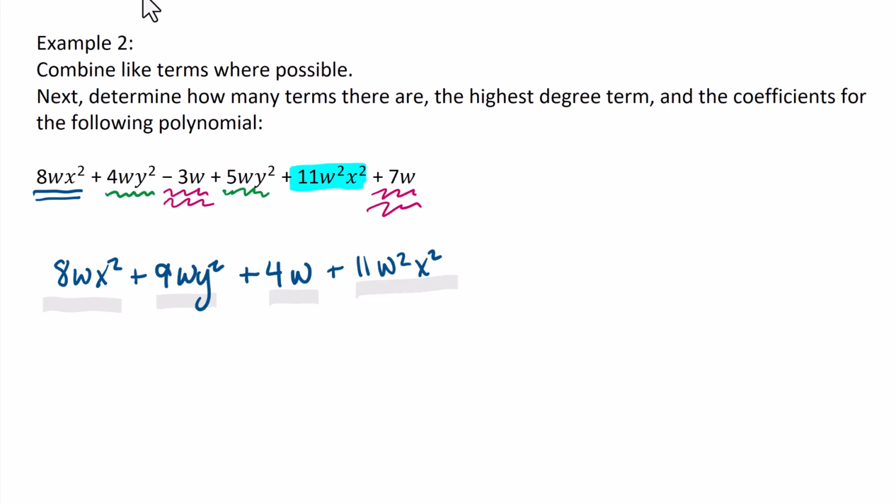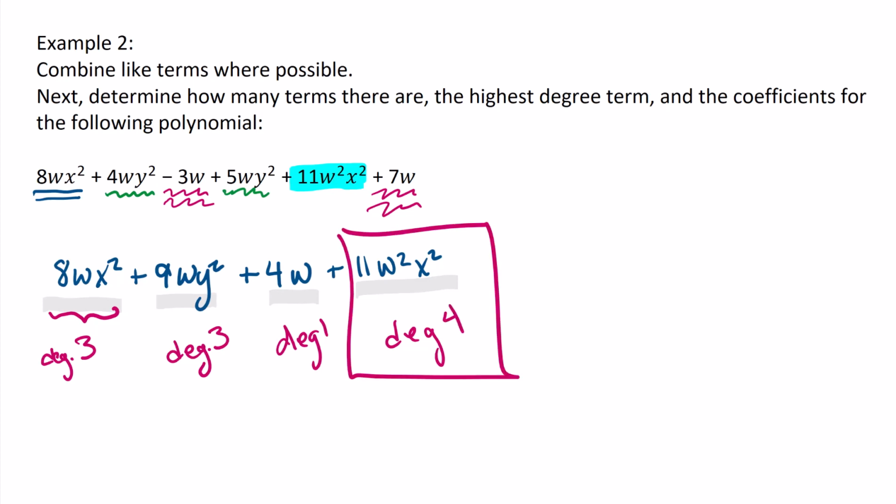The highest degree term is found by adding up the exponents. This first one is degree 3. The second one is degree 3. Third one is degree 1. And the fourth one is degree 4. So we can say that it's the highest degree term. And the coefficients for the following polynomial are positive 8, positive 9, positive 4, and positive 11.